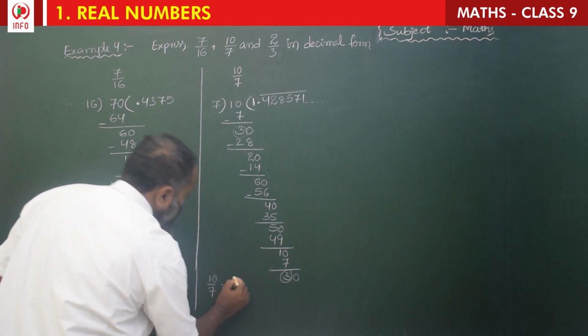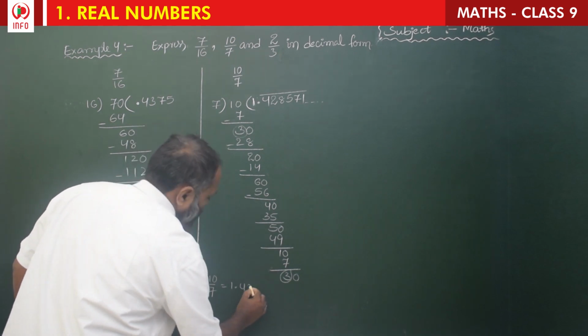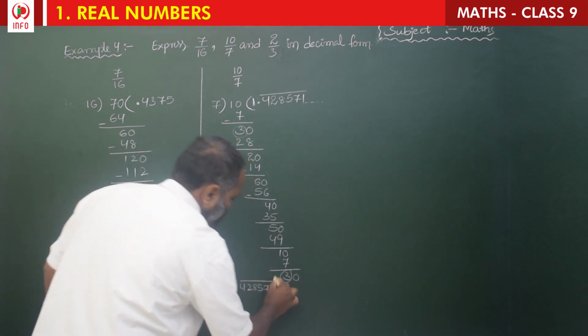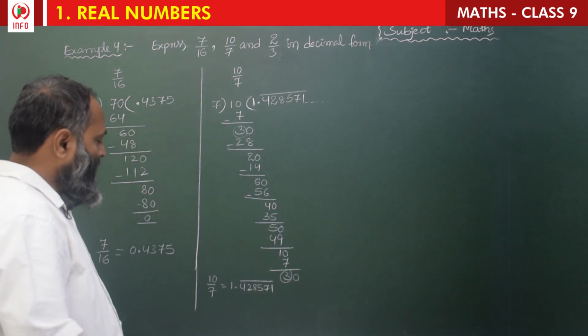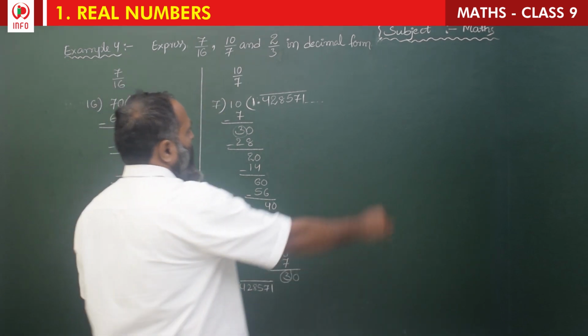So 10 by 7 is equal to 1.428571 bar. Okay, this is about 10 by 7.